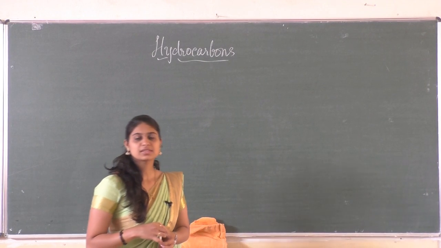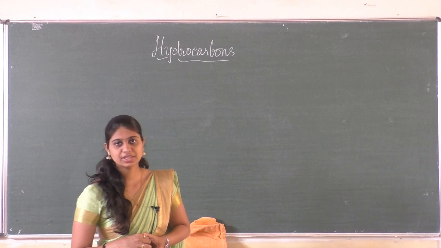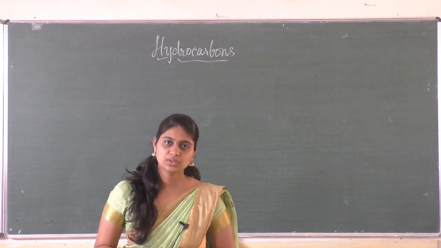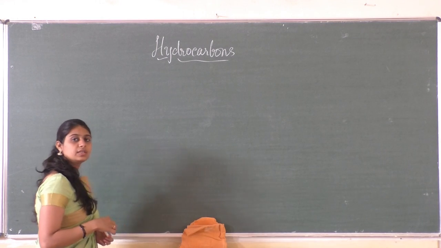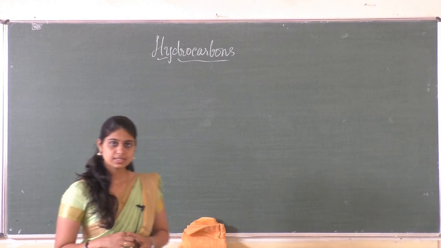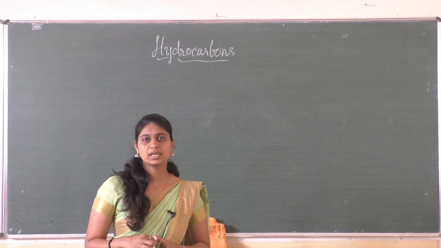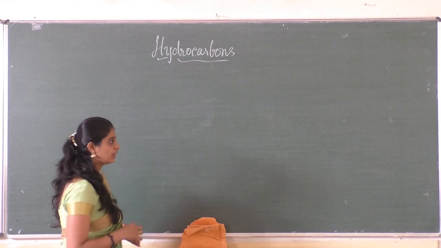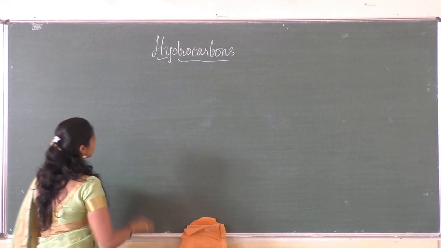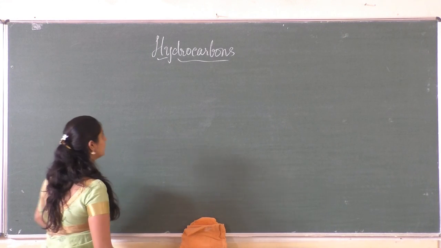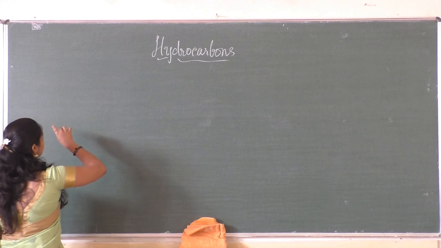So in the previous class we were discussing the addition of HBr according to a rule, that is Markovnikov's rule, where the negative part of the adding molecule gets added to the carbon atom which consists of the minimum number of hydrogen. So today in this class, let us discuss the addition of HBr.